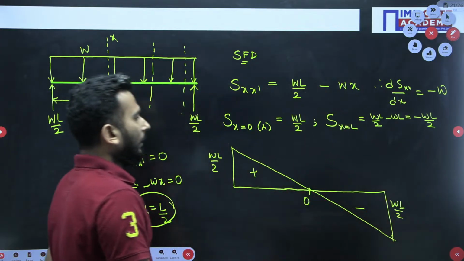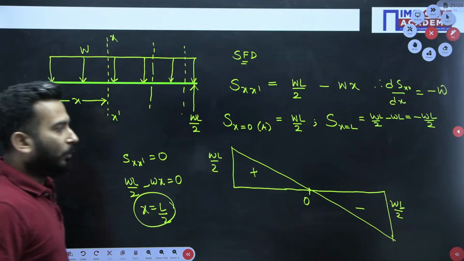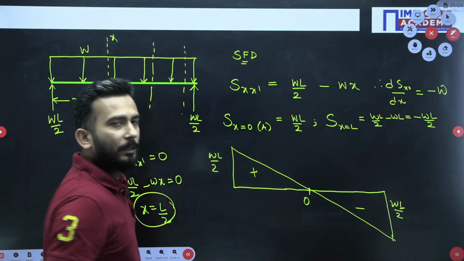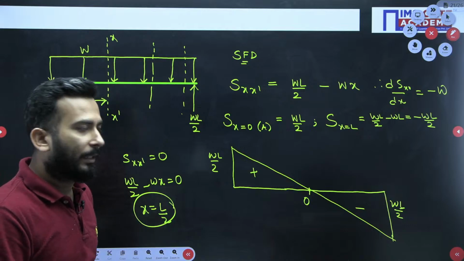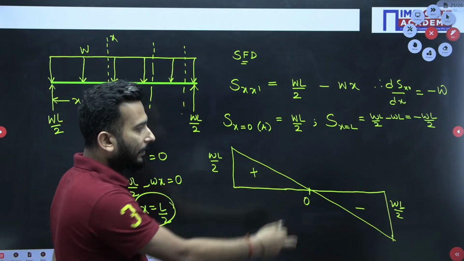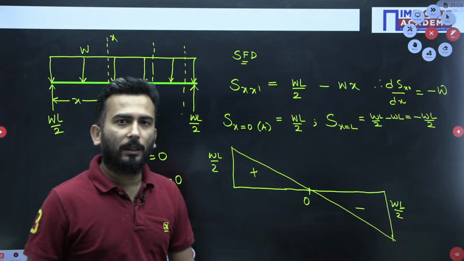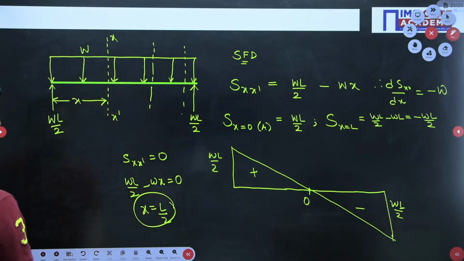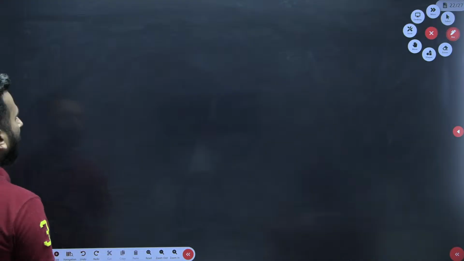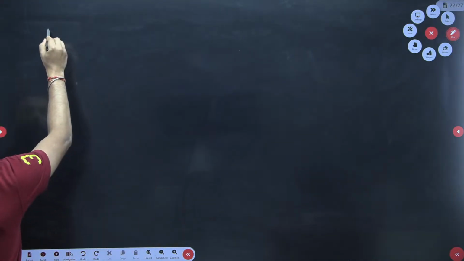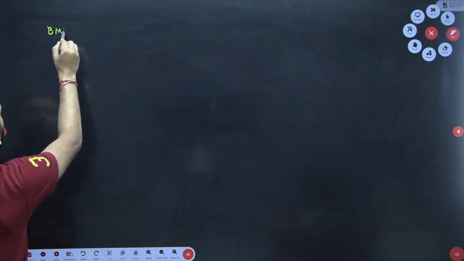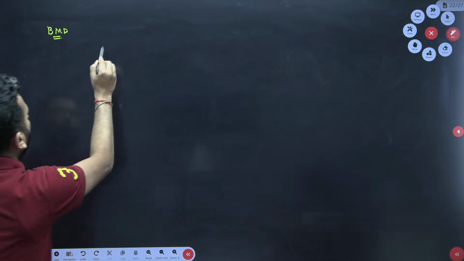Okay. The interpretation I have told you: in the first half the shear force is trying to create a clockwise rotation on the beam. In the second half the shear force is trying to create an anti-clockwise rotation on the beam. Okay. And my dear friends, what about the bending moment, the BMD? What about the bending moment?